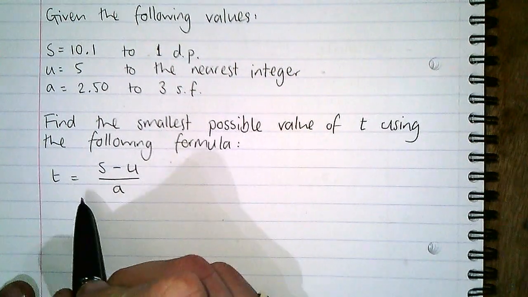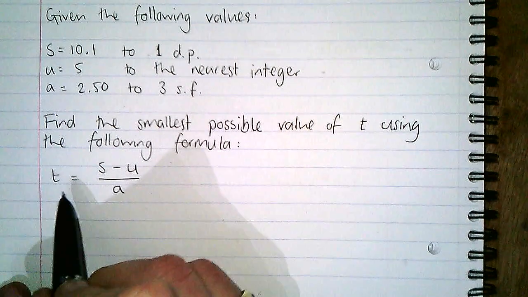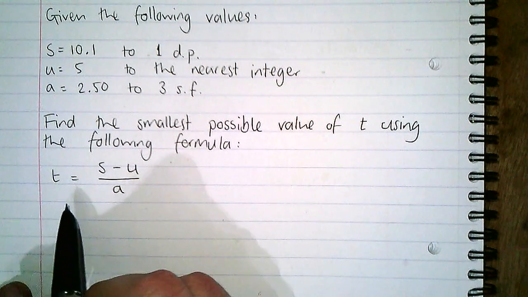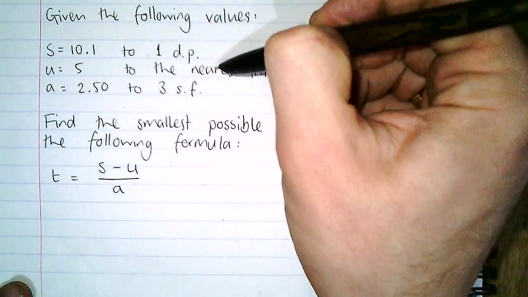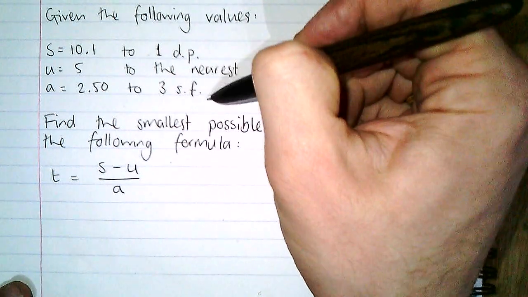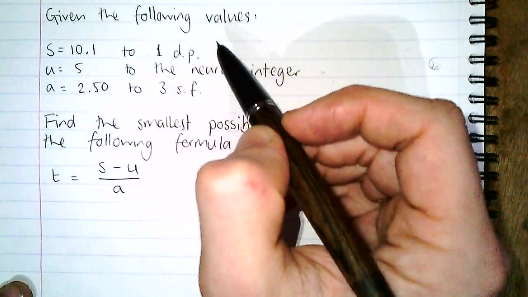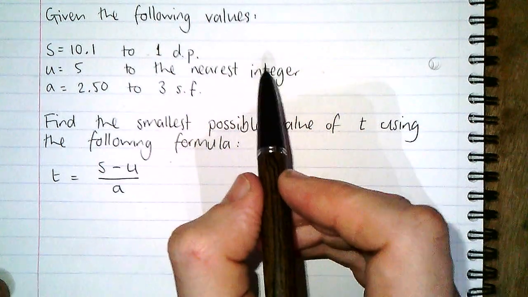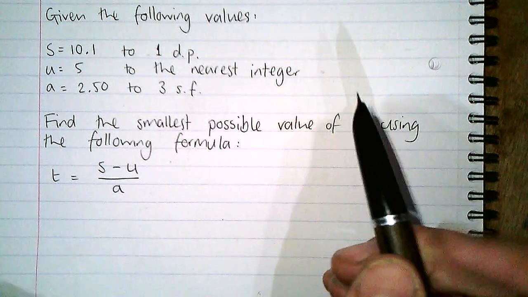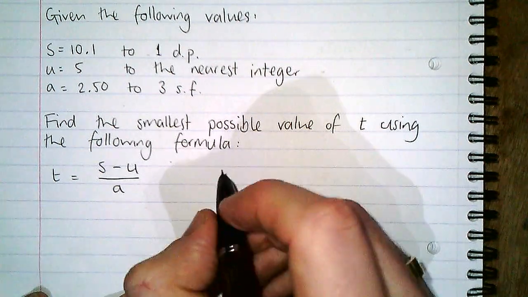Now, it looks a lot more complicated than it is. The first step here and the first way to pick up marks is to start finding your upper and your lower bounds for each of these three values that you've got here. You're told the value, you're told what they're rounded to, so we can use our small diagrams here in order to work out what the bounds are. So let's do s first.